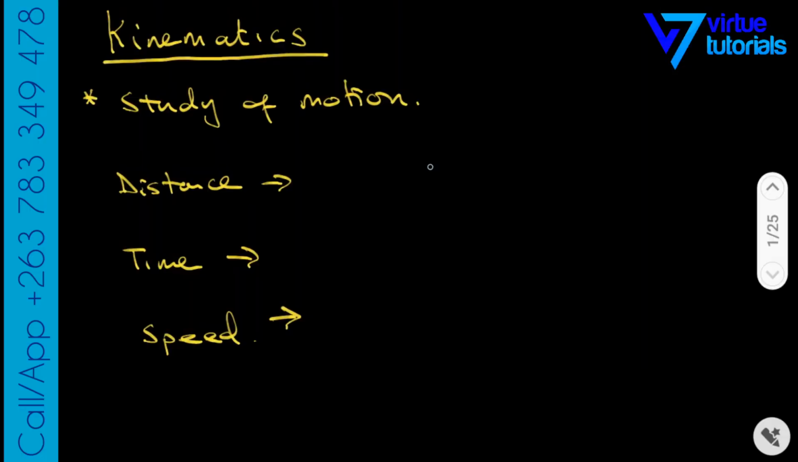Okay, so we're looking at kinematics. Kinematics. This topic is the study of motion, right? We're looking at movement, right? And we're going to start off by looking at these three aspects of motion. The first one being distance, right? Distance is normally measured in meters or in kilometers as far as our study goes.